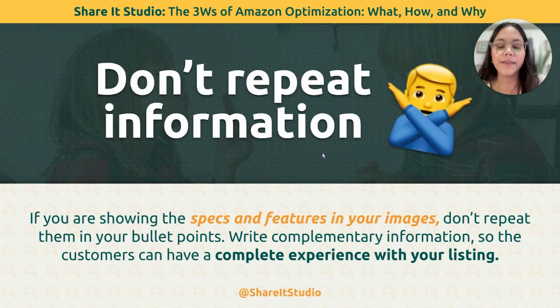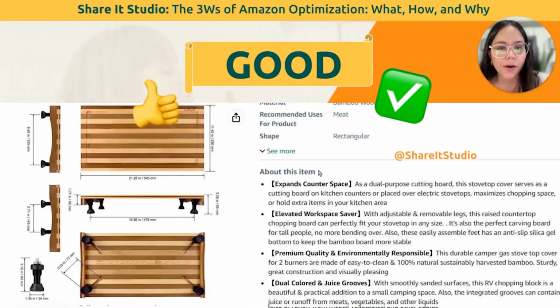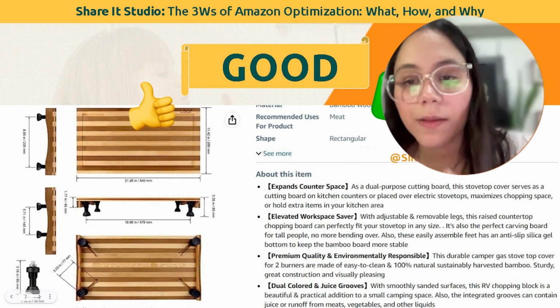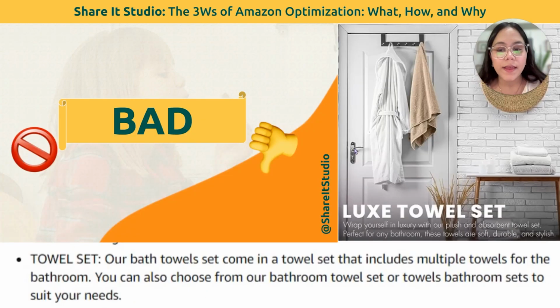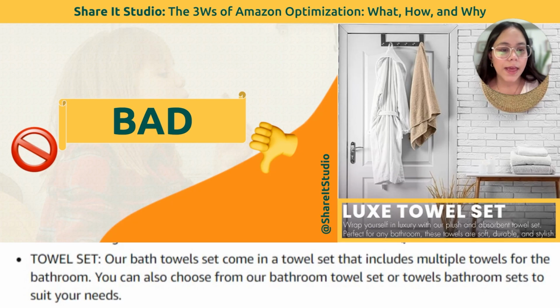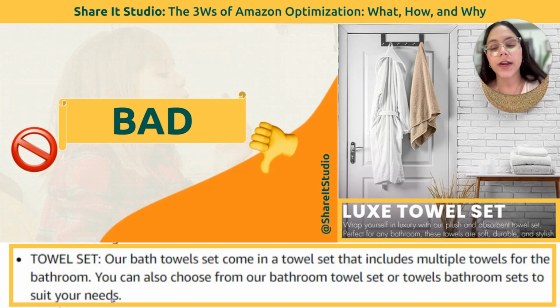So to show you some examples of how you should not repeat the information, let's see the screen. Basically, just as it says here, if you are talking about the specs and features in your images, you should not repeat that information in the bullet points. Here, you can see a good example. We did not create this image, but it's important to see that it does not repeat that same amount of measurements in the bullet points. Then we have a bad example with this one, which literally says the same thing in this lifestyle and here in the bullet points. So you should not repeat that information. You should not repeat any type of information.